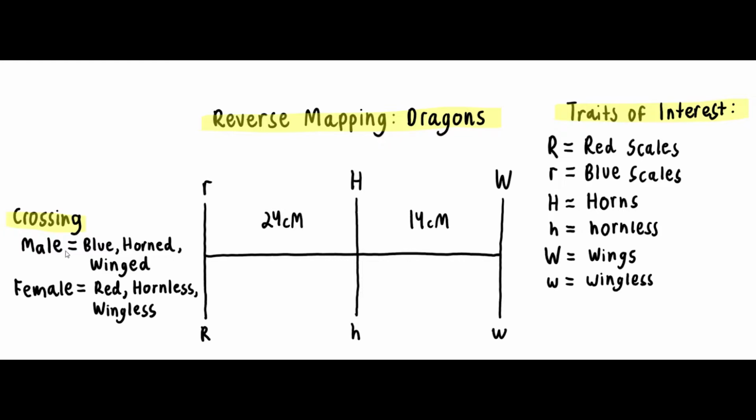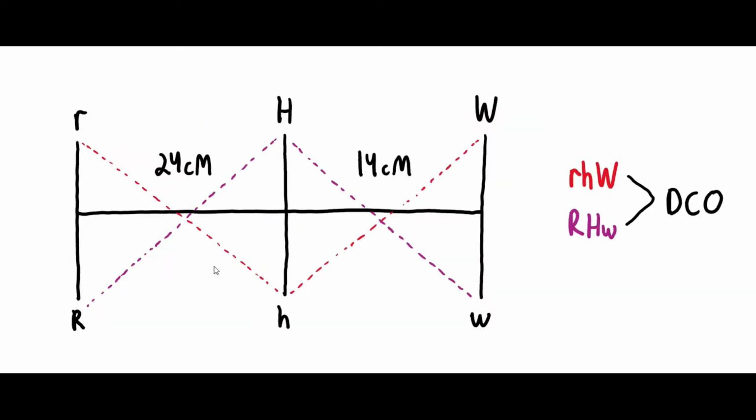I crossed the male over here, which is a blue horned winged, which is up here, and my female has red scales, is hornless and wingless, and she is down here. My first crossover recombinants is 24 centimorgans apart, and my second is 14 centimorgans apart. These are the examples for a double crossover.